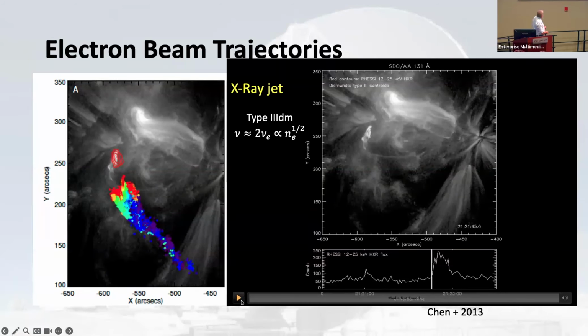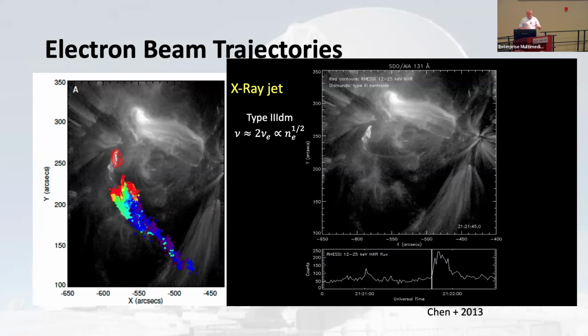That's too bad. But anyway, if you integrate up over all these trajectories, you end up with that pattern on the left, where red is high frequencies, blue is low frequencies. So the beams are going from high density to low density, and they trace out this sort of cusp-like structure above the energy release site, and below are the corresponding hard X-rays.